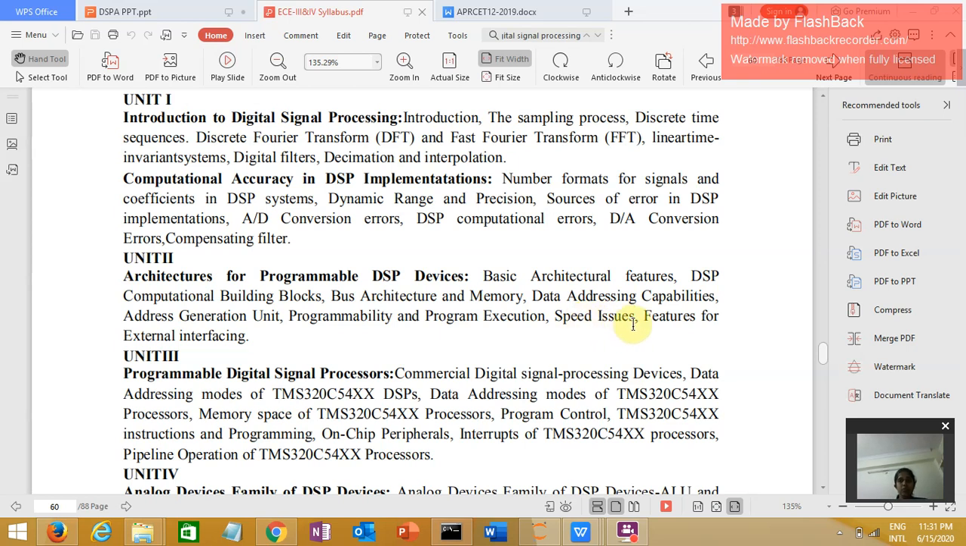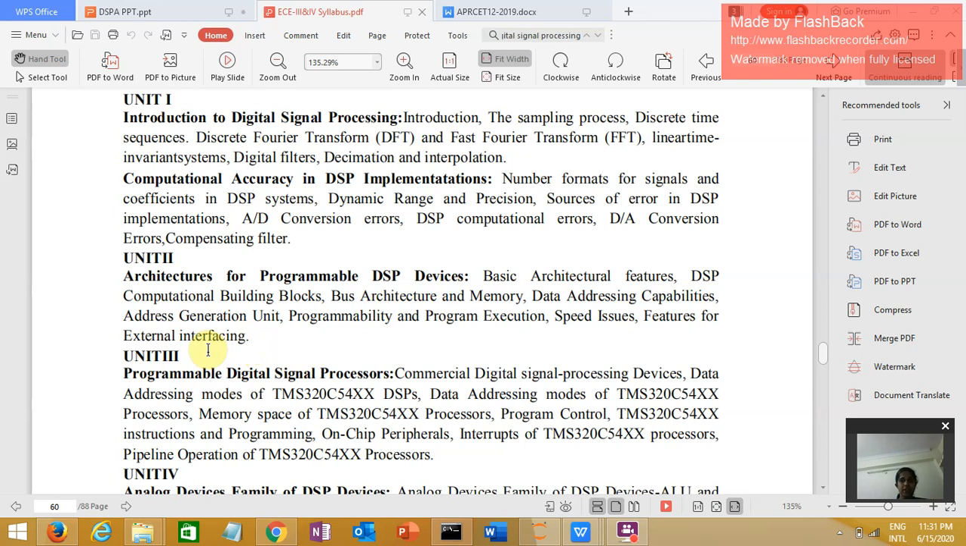Those things which we are discussing in the speed issues, like parallelism and pipelining concepts. And coming to features for external interfacing, what are the basic features used to interface external devices? Nothing but direct memory access, which acts as a background to the CPU, serial input output, parallel input output. All those things we are going to discuss here in features for external interfacing.